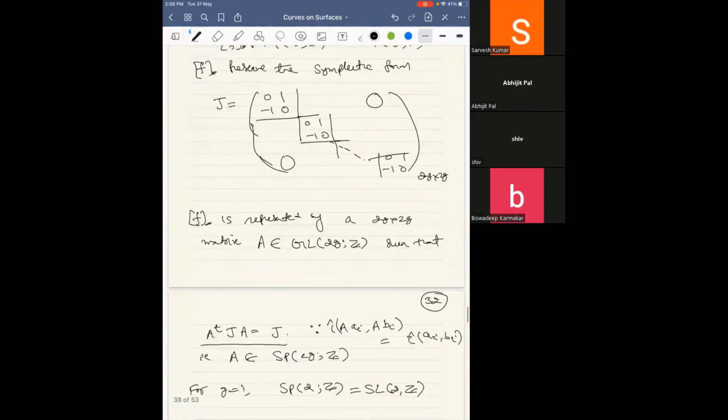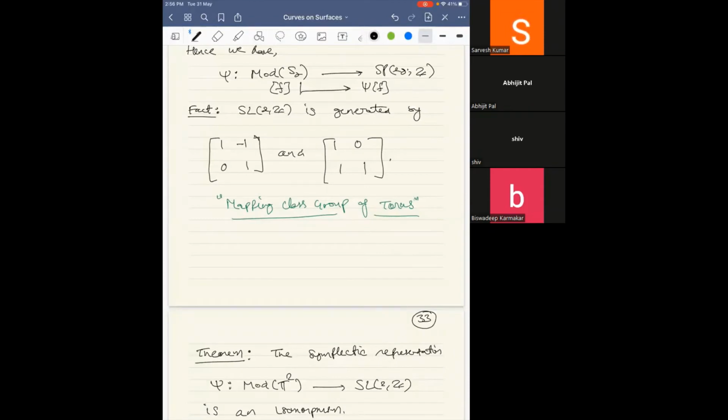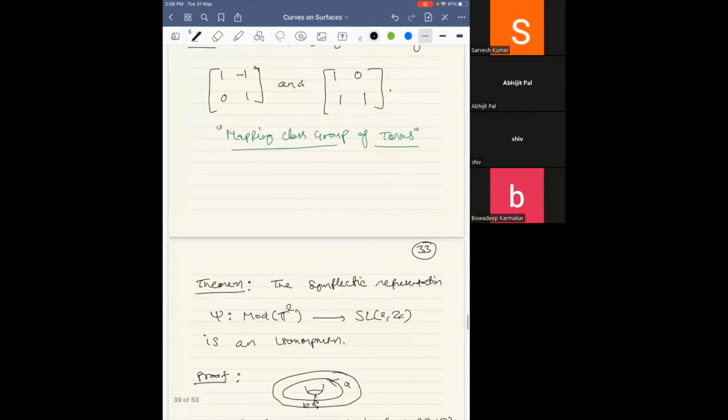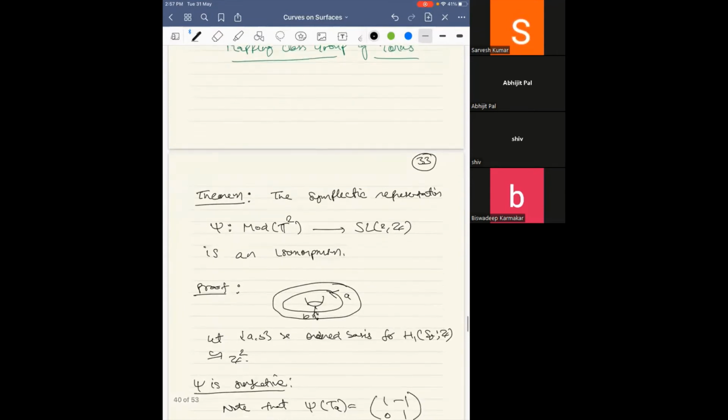Okay, so let us see how you find the mapping class group of a torus. We show that the symplectic representation from Mod(T^2) to SL2(Z) is an isomorphism. So we just saw the symplectic representation from Mod(S_g) to Sp_2g(Z), and for g equal to 1, Sp is simply SL2(Z).